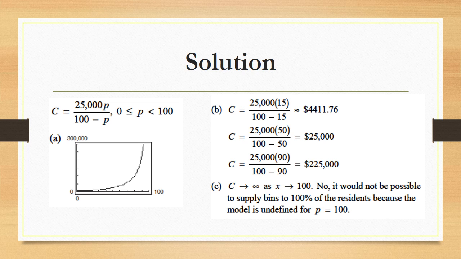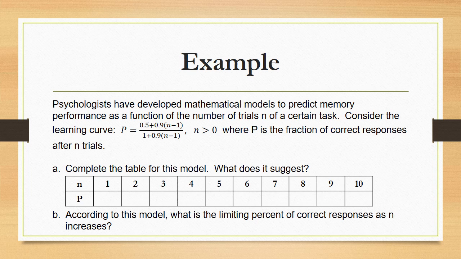Okay, here's another example. Psychologists have developed mathematical models to predict memory performance as a function of the number of trials n of a certain task. Consider this learning curve: P equals 0.5 plus 0.9 times n minus 1 over 1 plus 0.9 times n minus 1. And again, the n is greater than 0 is just telling us that n cannot be a negative number. It says P is the fraction of correct responses after n trials.